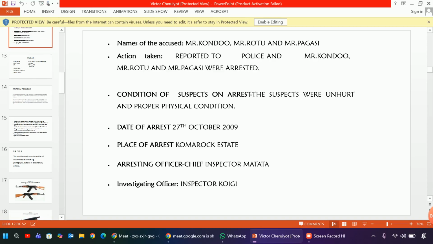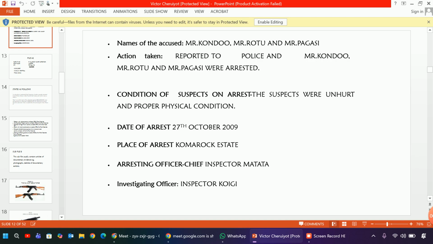Now, after describing the incident, in that form, we are going to have the name of the accused. The name of the accused, we already have them. We have Mr. Kondo, Mr. Rotu, Mr. Kagasi. So we fill the name of the accused not immediately, but after the arrest. Usually before the arrest, that part remains blank because the investigation is still in process. You don't have the suspects, you don't have the accused. So once you have the accused, then we come in and fill that part. The action taken will also be filled, that is, reported to police. We just leave that part blank, but we just fill in reported to the police.